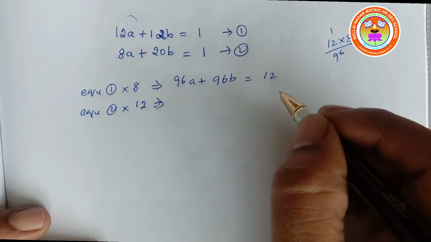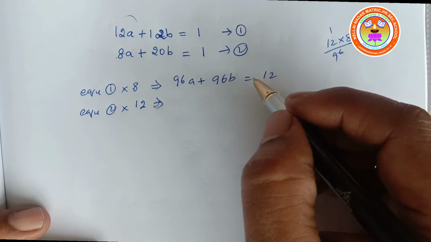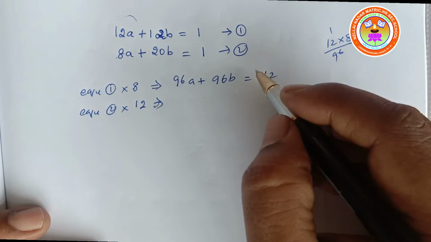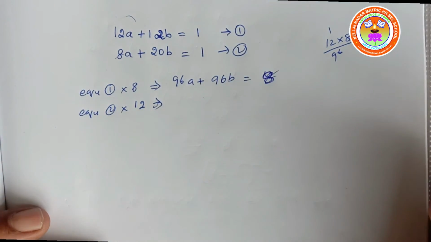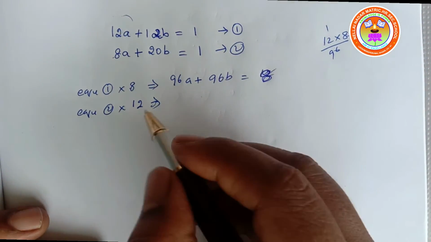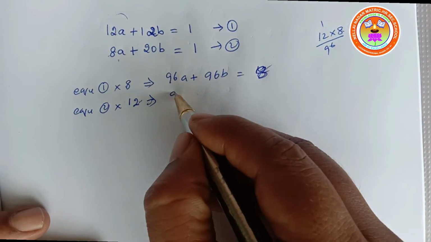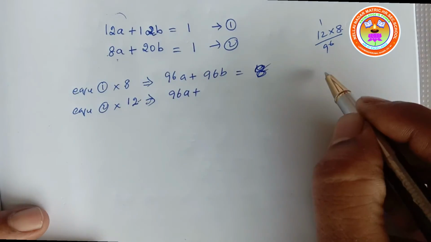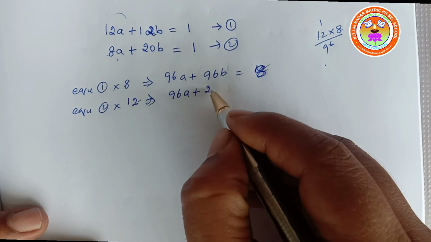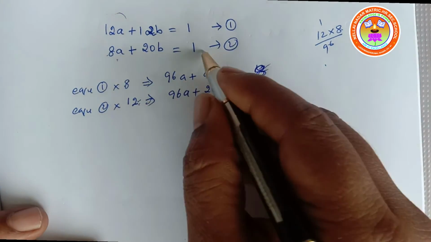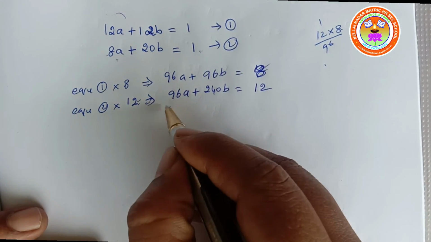Sorry, 8 into 1 is 8. It's clear, children? Now second equation with 12. 12 8s are 96a, 12 into 20 is 240b is equal to 12 into 1 is 12. Change the sign, children.